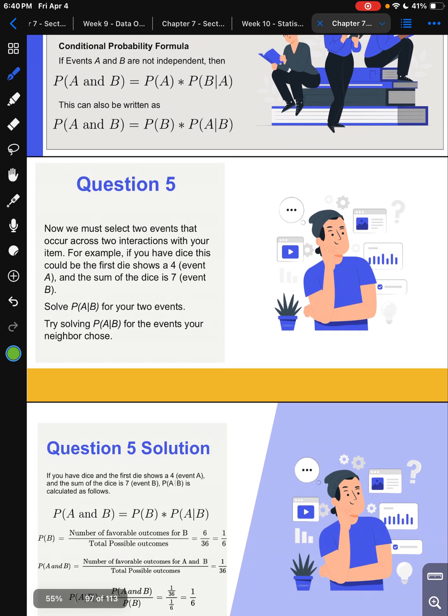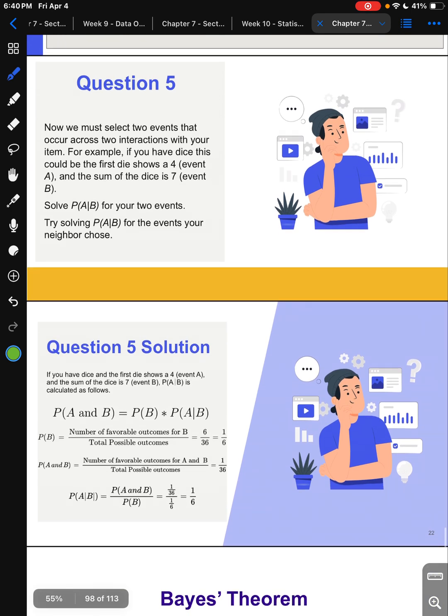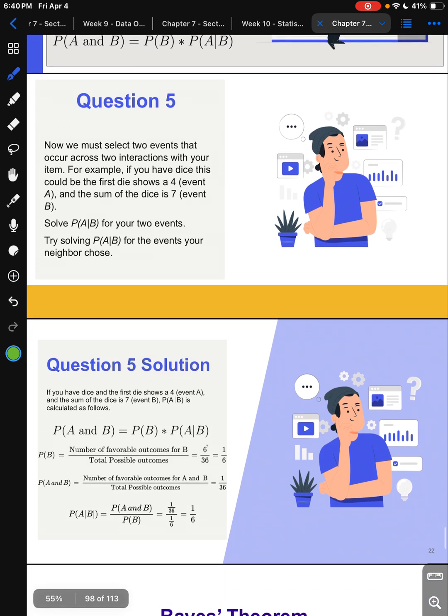Now let's do question 5. Now we must select two events that occur across two interactions with your item. For example, if you have a die, the first roll shows a 4, and then the sum of the die is 7. Solve the probability of A given B. So here we go. Probability of B would be 6 out of 36, or 1/6. Probability of A and B is 1 over 36. So to figure out this solution, you would do probability of A given B is right here.